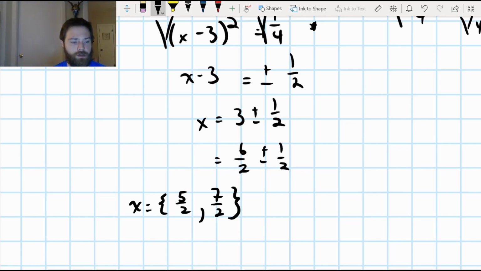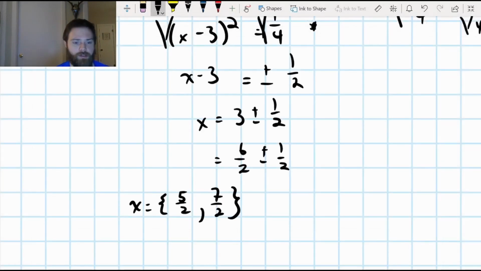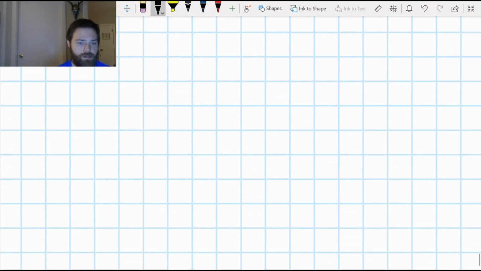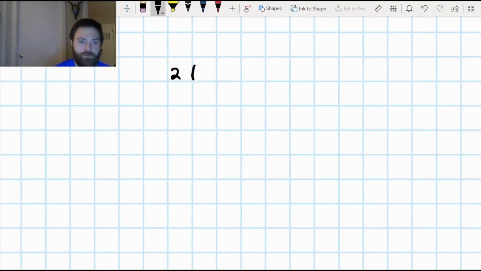And let's do a hard one. Not really hard. I mean, I don't think they're that hard. This one's just going to involve a square root, so it's going to look a little more complicated, but that's okay. We can do complicated. So that was 2 times x minus 3 squared equals 12.